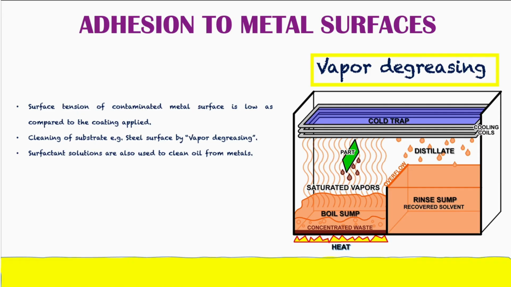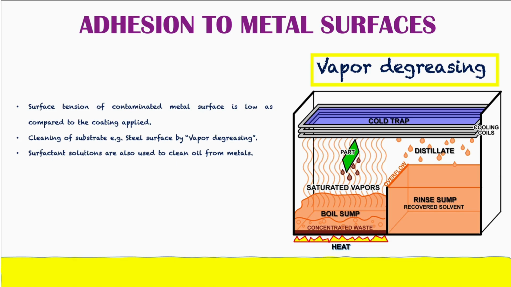Today we will learn about adhesion to metal surfaces, how adhesion plays its role on different metal surfaces. Now we know that the surface tension of a clean metallic surface, usually a metal oxide, is higher than that of any coating. In other words, we have learned while studying coatings that the surface tension of the coating should be lower than the substrate on which it is applied.